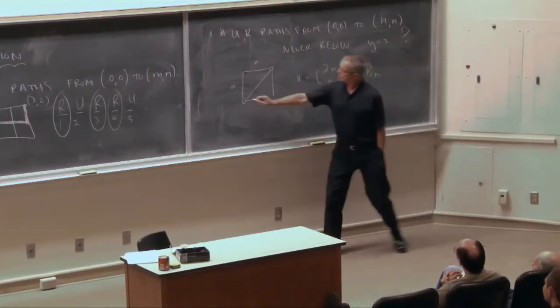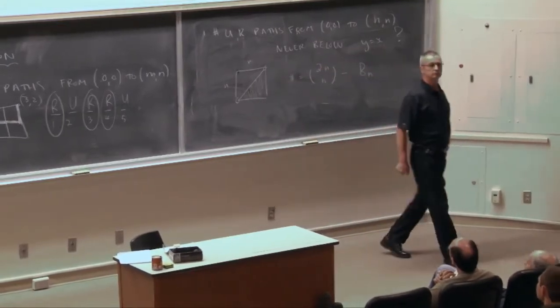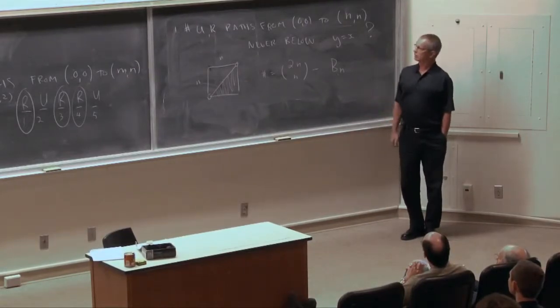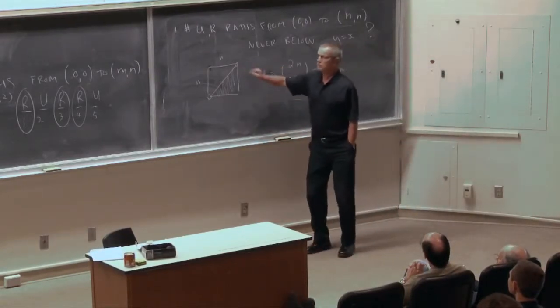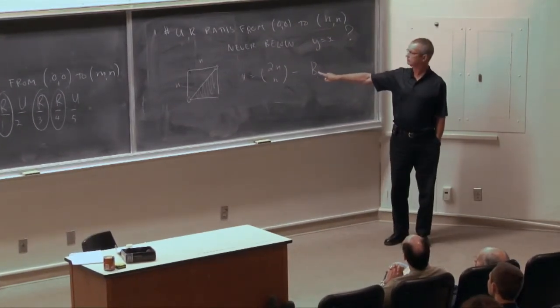So I want to go from 0, 0 to n, n, and I never want to stray into this region below. One classical way of counting it is to take all those paths, 2n choose n of them, and then subtract off the numbers that do go below. B for below, or bad boys, whatever you like.